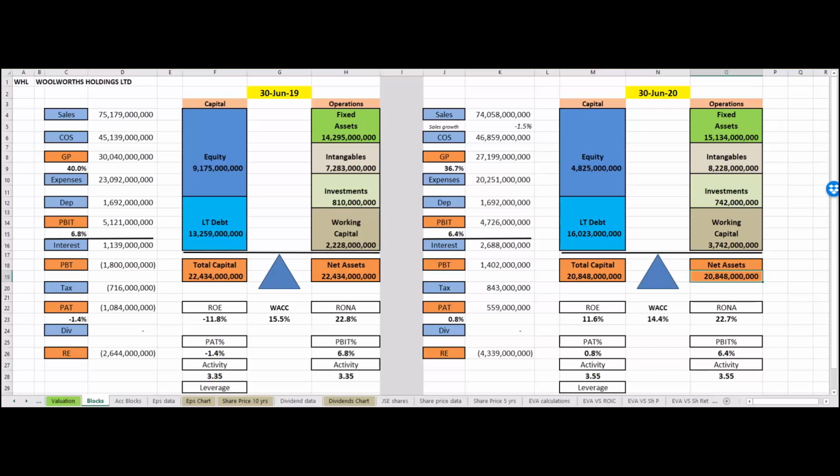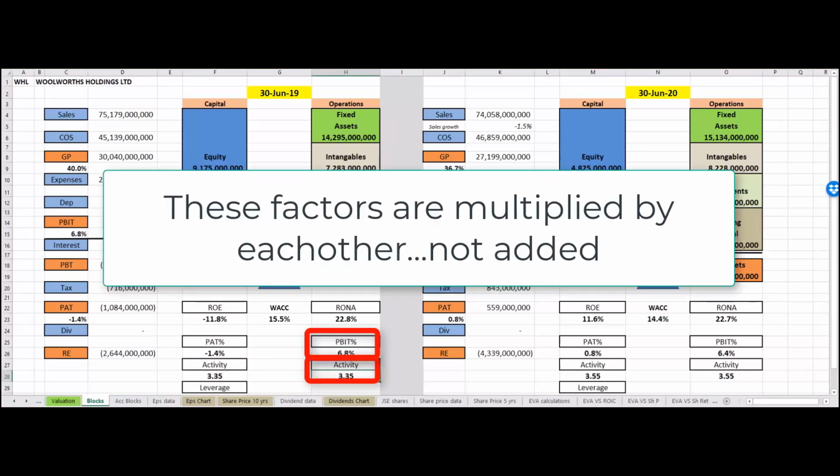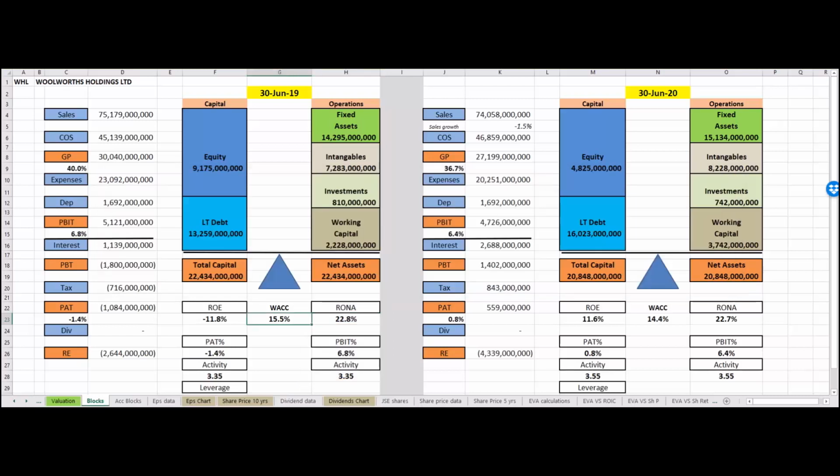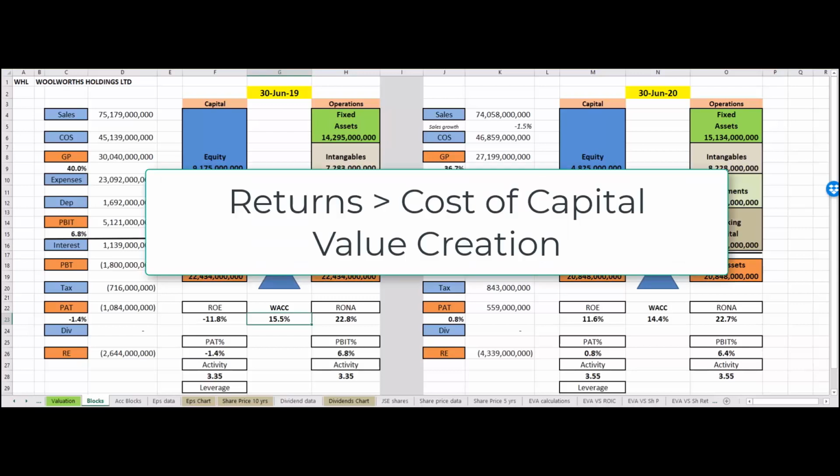Of course, measuring the profitability of the operations, here we go, 5.1 billion measured against 75 billion in sales gives you a profit measure of 6.8%. All right, so let's put these two together. A 6.8% operating profit plus 3.3 as an activity gets you a return on net assets of 22.8%. Is that good? Well, it's good because it is more than the cost of capital. And if you generate returns that are more than the cost of capital, you are creating value. Well done to Woolworths. They are creating value.